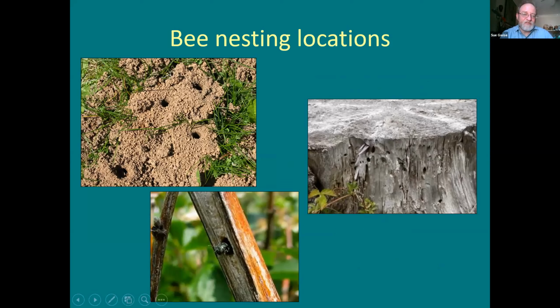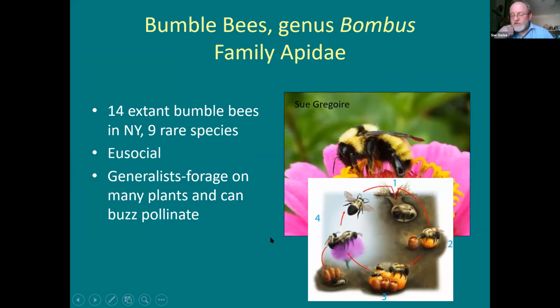So here's an example of an aggregation of solitary nests. Again, loose soil is so critical for bee nesting, but also some bees nest in tree trunks and dead wood and even twigs. So a little bit now on a few different groups of bees, and then we'll go into some other taxa and then talk about the citizen science effort.